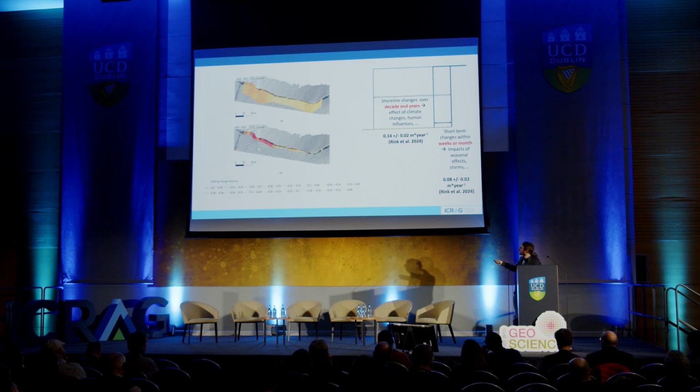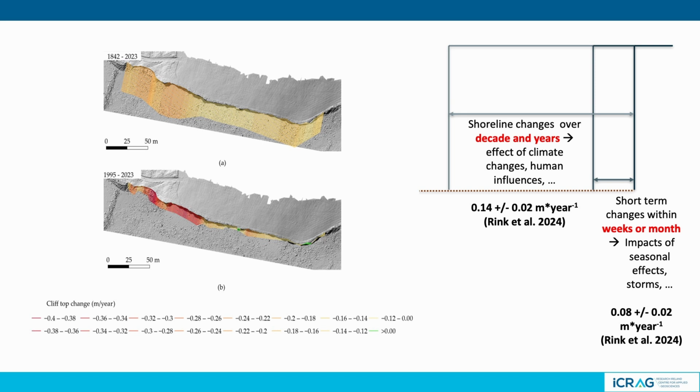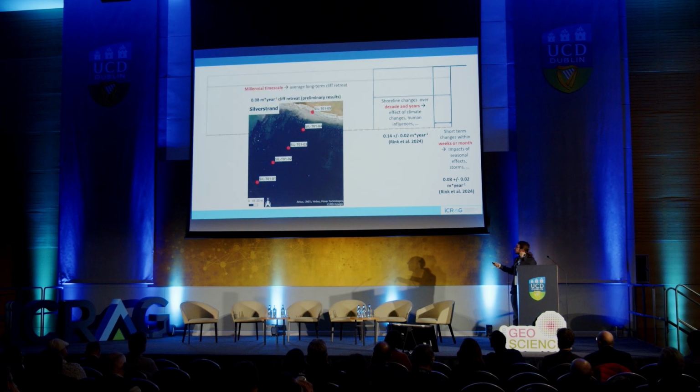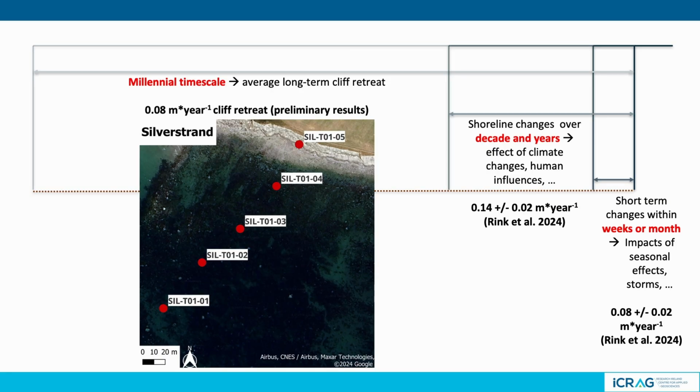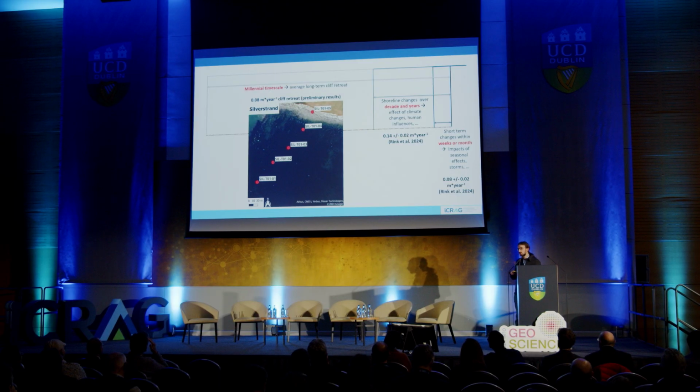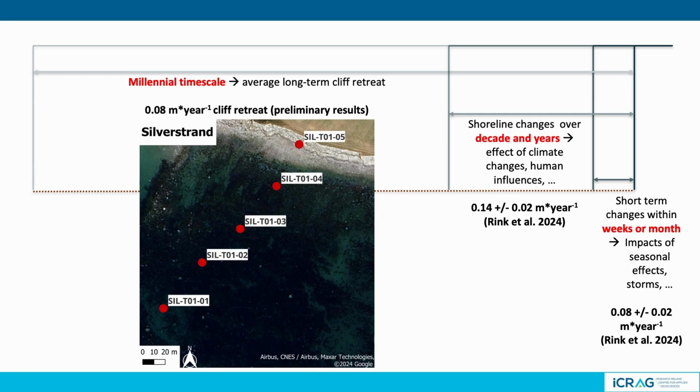For example, this little seawall here, maybe that has an influence. So what is the overall average erosion rate over, let's say, millions of years? For that, we sampled rocks and measured the amount of beryllium that's produced by cosmic radiation in there. Like this, we can calculate a long-term cliff retreat rate over million-year scales. And here we have, again, something about 8 centimeters a year. We just got this a few weeks ago.